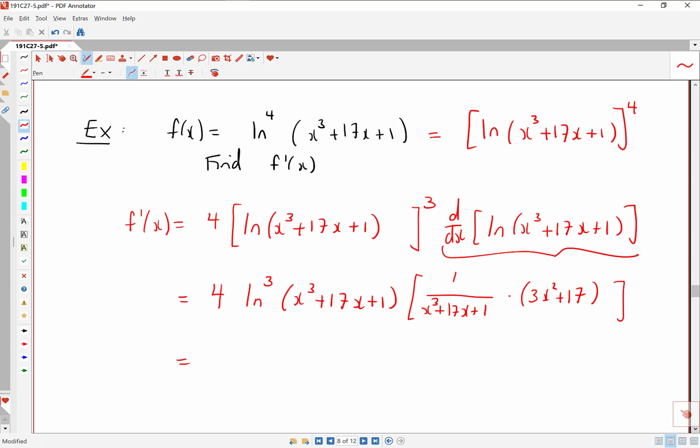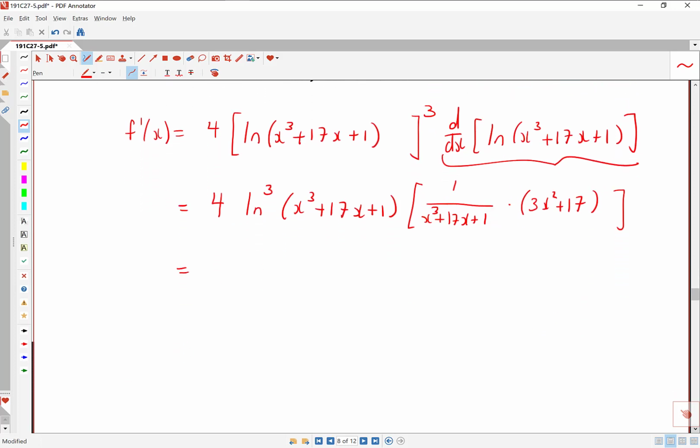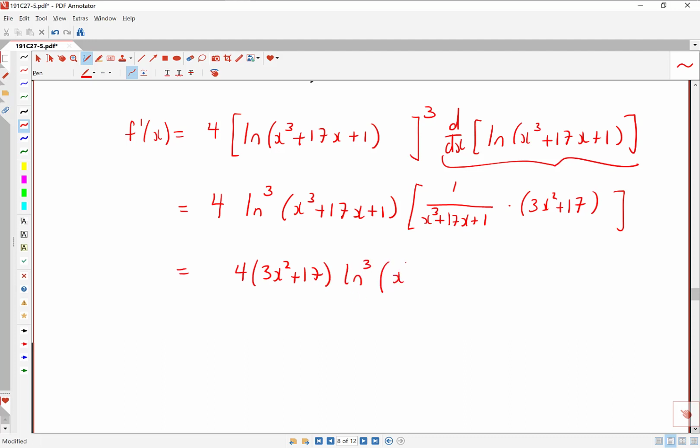And then in terms of writing our final answer here, we would write 4 times 3x squared plus 17 times ln cubed of this polynomial. I might just highlight things as we've used them. We've used the 4, we've used that guy, we've used the ln cubed. And then that's all divided by the x cubed plus 17x plus 1.